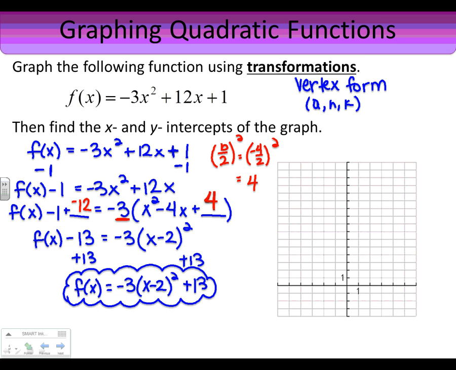Why that negative 3 was important to keep on the outside, because that is now our a value. That's our stretch. So our a value is negative 3, our h is 2, and our k is 13. So we're going to have our vertex at 2, 13.